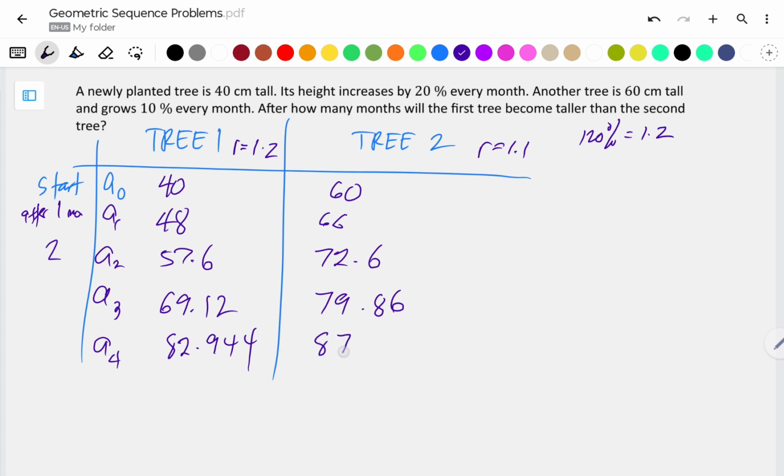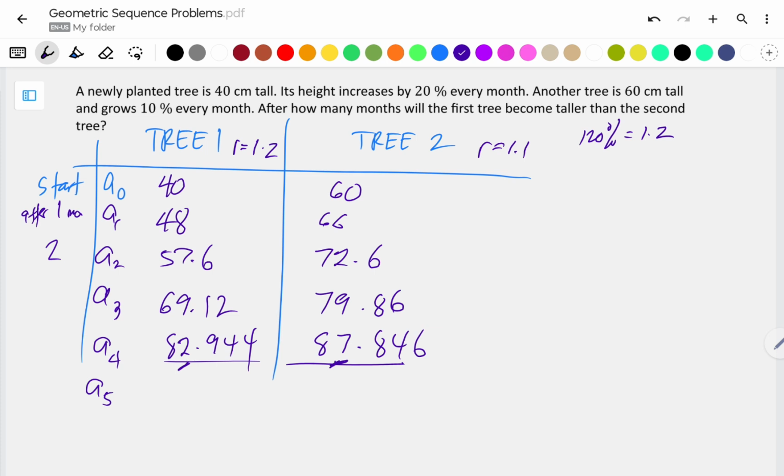That will give us 87.846. As what we can see here, tree number 2 is still taller than tree number 1 because it's 87 here for tree number 2. Tree number 1 is just 82. How about after the 5th month?